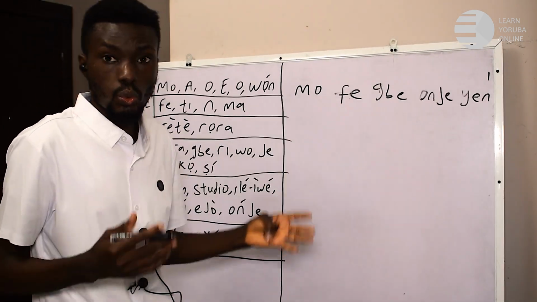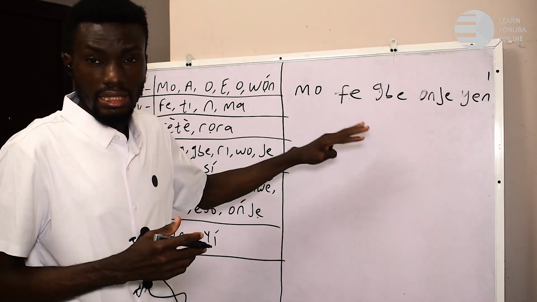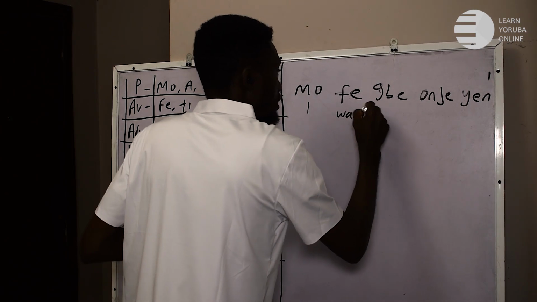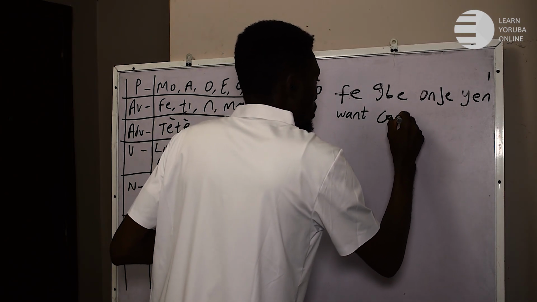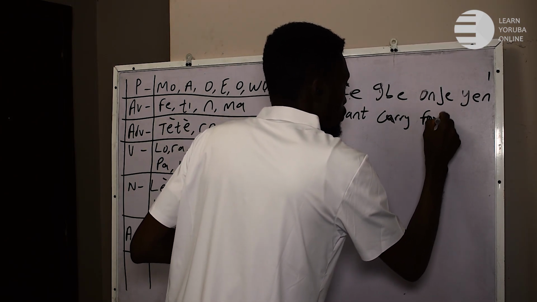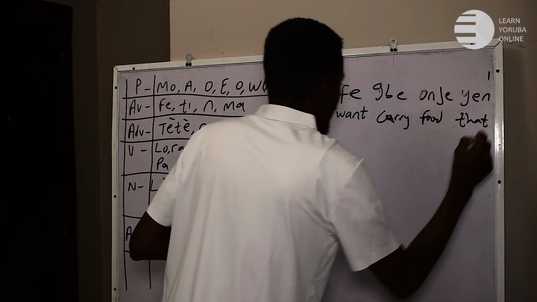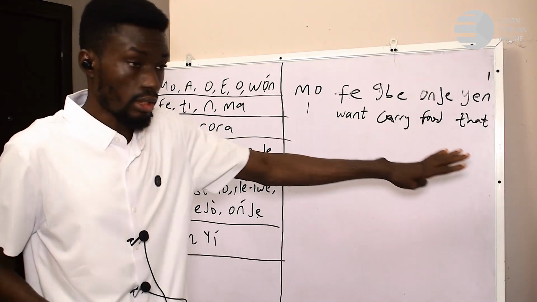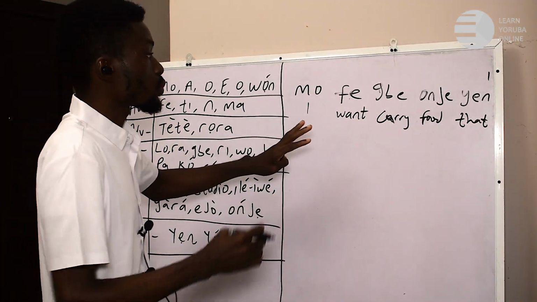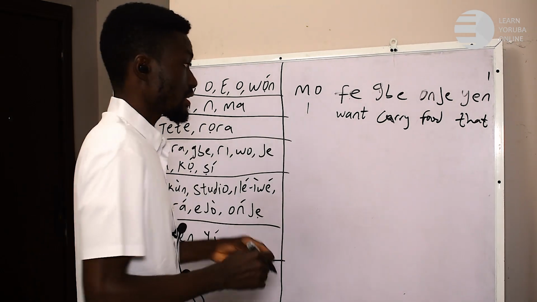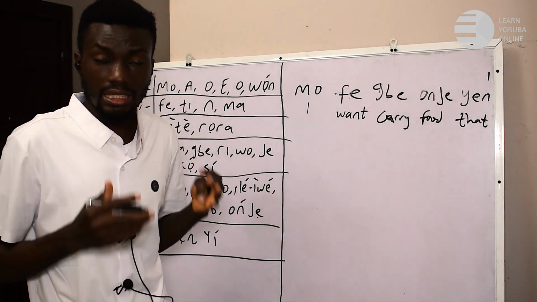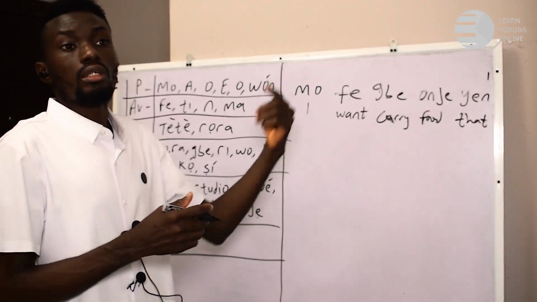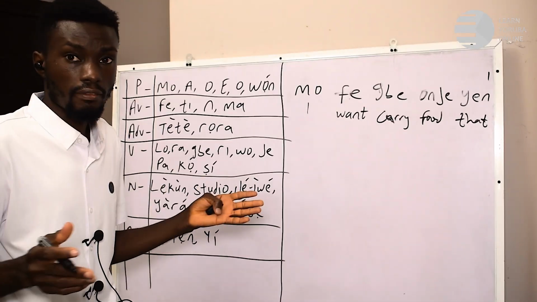But of course in Yoruba, to is not actually recognized here, because this is I want carry food that. That's just the way it's translated in English. But what it means is I want to carry that food. So to is not actually recognized in this form of pattern. But of course, there are some other patterns that you have to recognize too. And to most of the time is si or lati, depending on the environment you want to use it.